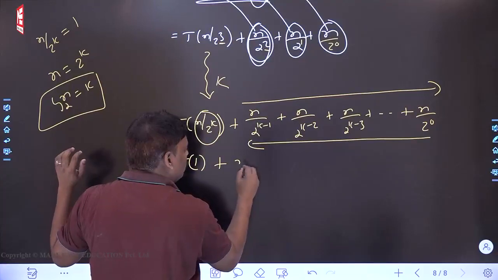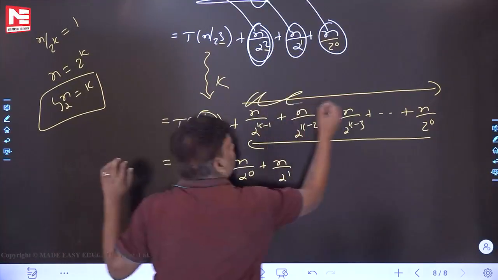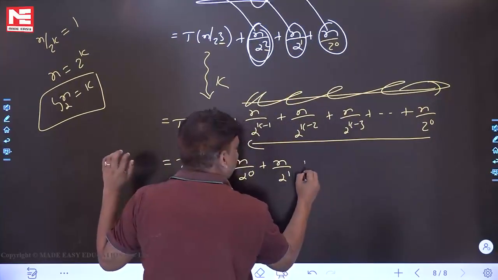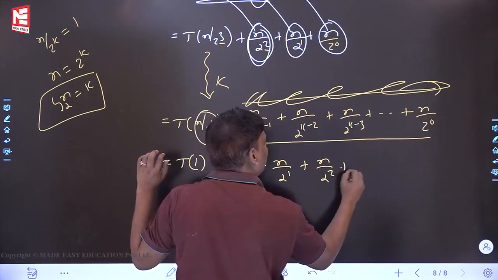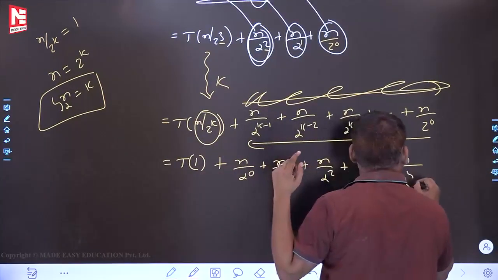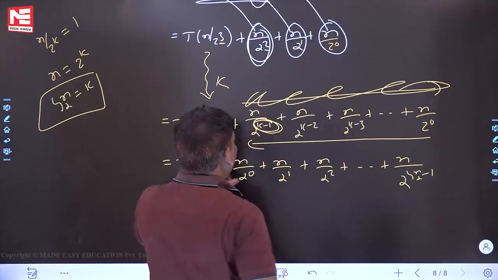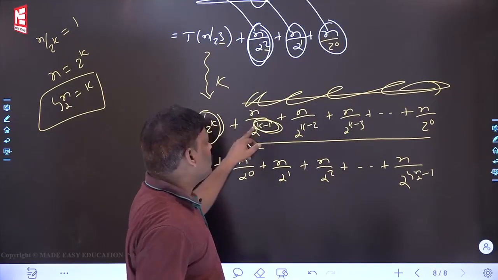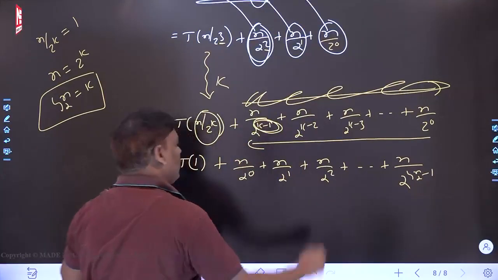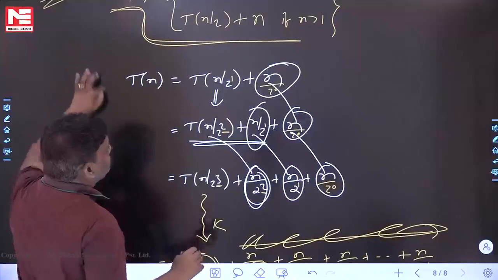Let me write reverse order, n by 2 power 0, n by 2 power 1. I am writing reverse order. Both are same. Next one, n by 2 square and so on. What is the last one? N by 2 power, what is the k? Log n base 2 minus 1. It is k minus 1. K is log n base 2, right? Replace k by log n base 2, same thing. I wrote in the reverse order. Now can you help me? What is the T1?